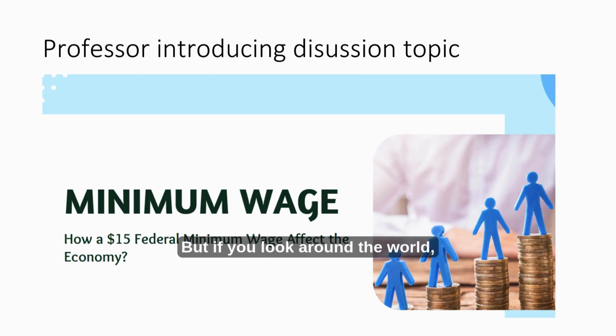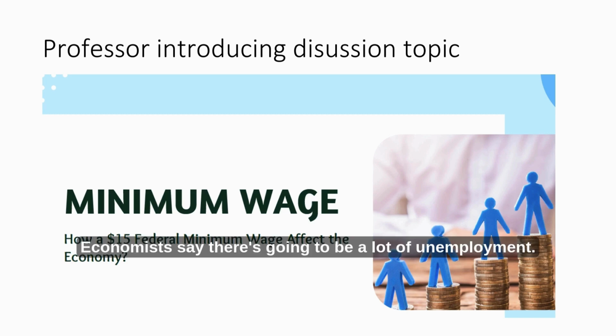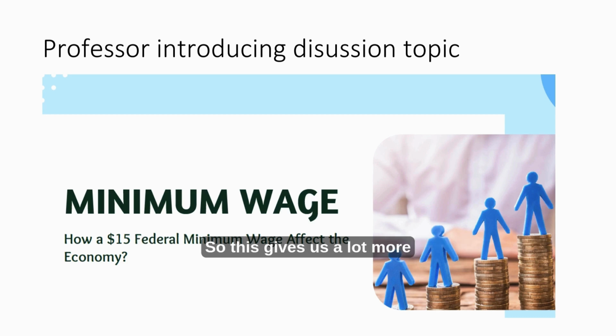But if you look around the world, most countries have set a minimum wage. So we're looking at why we're doing that and how we mitigate the possible negative influences of setting a minimum wage, and also how theory actually can be verified in real life. Right? Economists say there's going to be a lot of unemployment. Is it really happening, or something like that? So this gives us a lot more opportunities to link what we learn in the book to what we really live and experience every day.